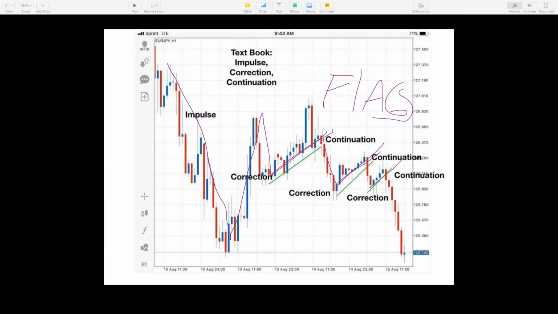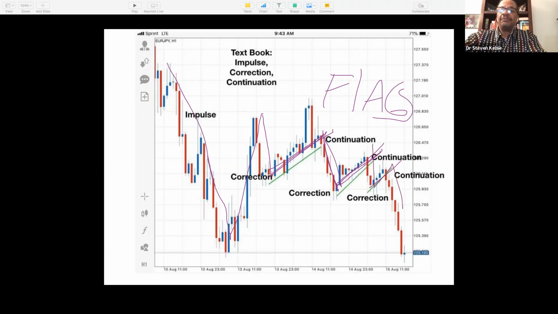They confirm the downtrend. See that? Continue. You said it was a downtrend. Right. The flag just confirmed it was a downtrend. Another flag down. Another flag down. See that?